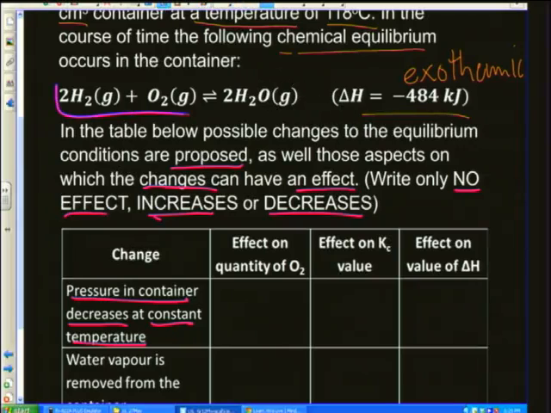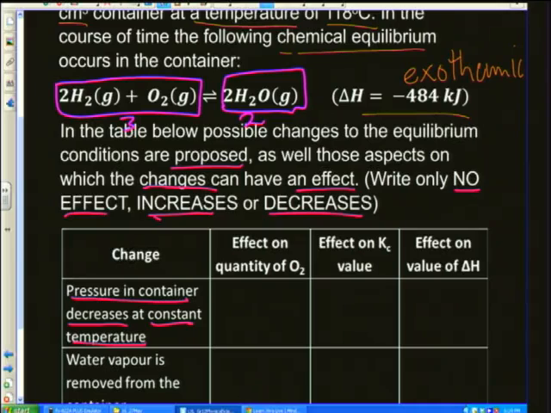How many molar volumes have I got over there? And I hope you can see you've got 3. You've got 2 hydrogens and 1 oxygen. And on this side, we've only got 2 of the water vapor. So we've got 3 volumes on the left-hand side, 2 volumes on the right-hand side.